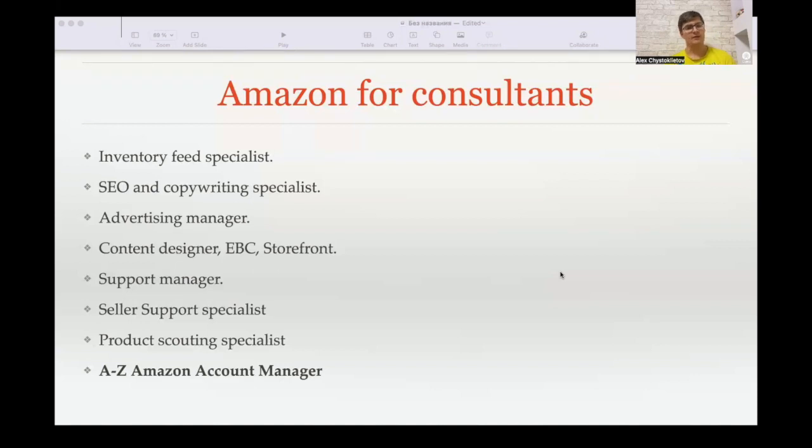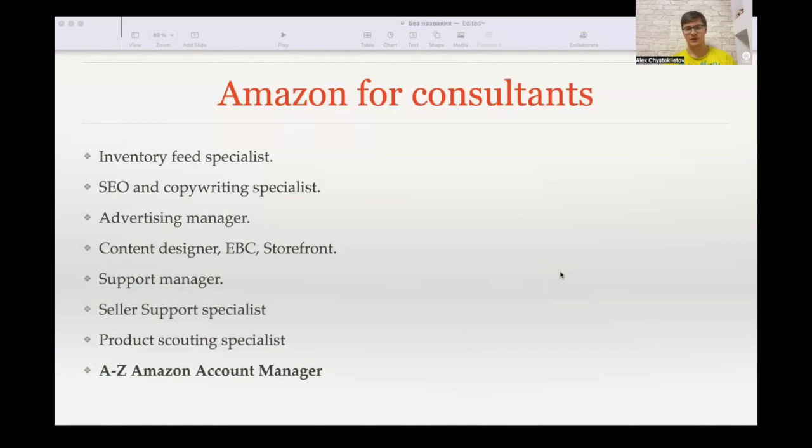SEO and copywriting, for sure, is one of the most important things, one of the most widely requested. So you need to work with keywords and write texts. Advertising manager, an even bigger thing. Almost every seller needs help with advertising because it's not easy, but it's the only really valuable thing to promote your product inside Amazon. So advertising manager is a very, very, very demanded specialization.